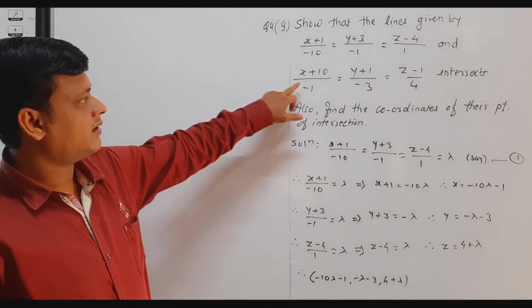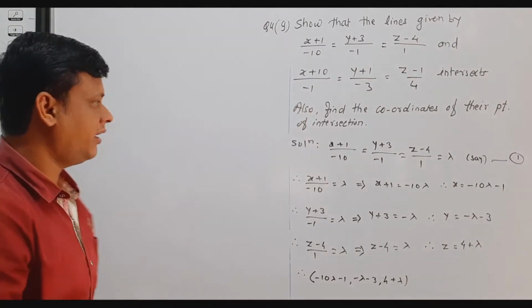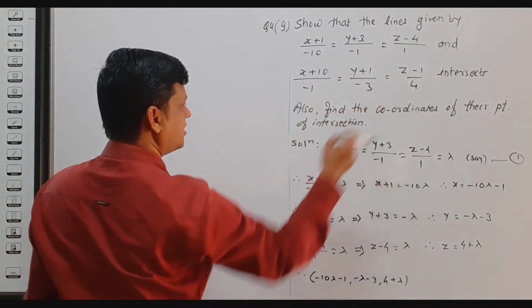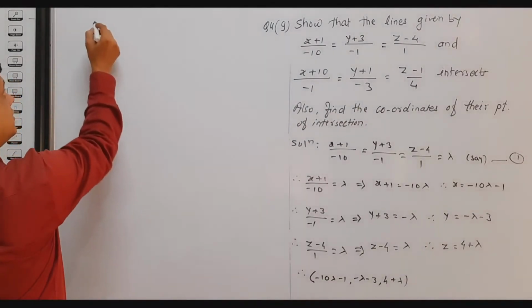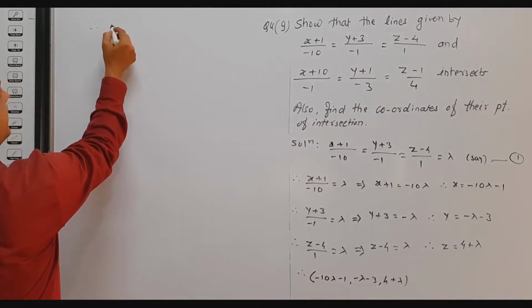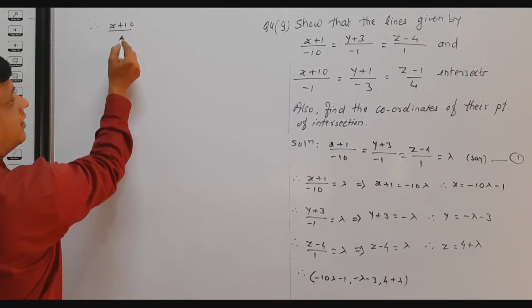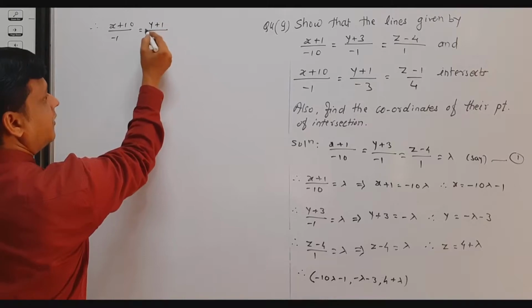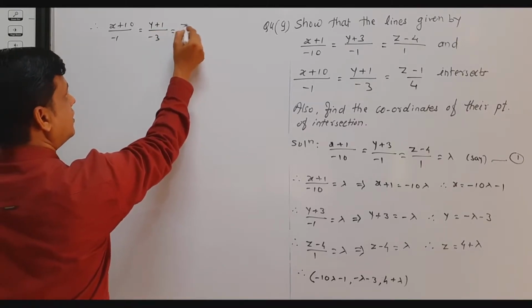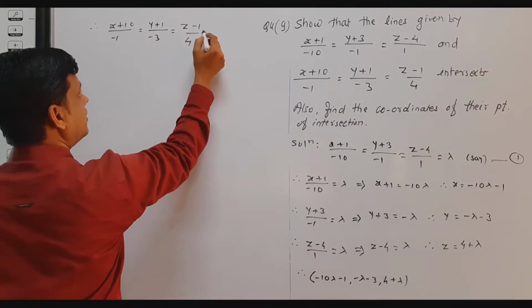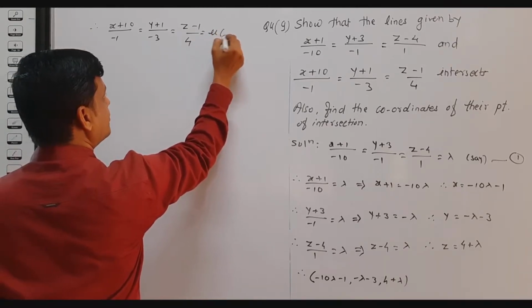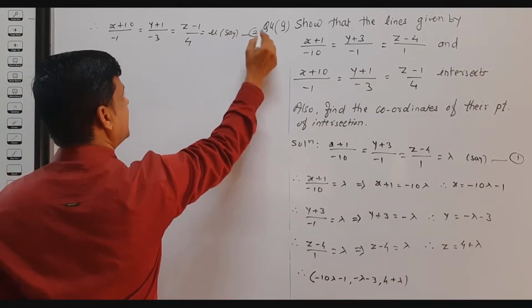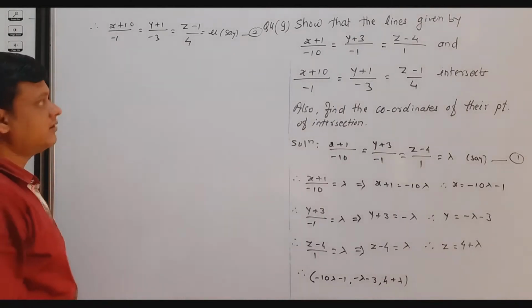Similarly, we consider this second line and we consider these ratios as mu. Therefore, (x plus 10) upon minus 1 is equal to (y plus 1) upon minus 3 is equal to (z minus 1) upon 4 is equal to mu. We note this as equation number 2.